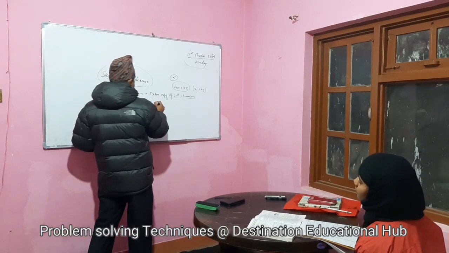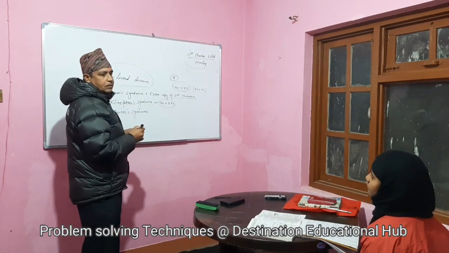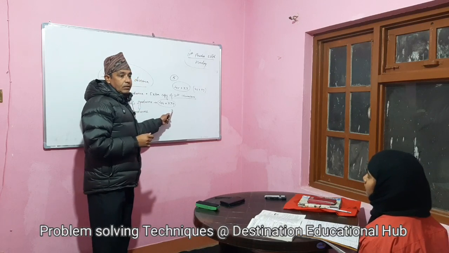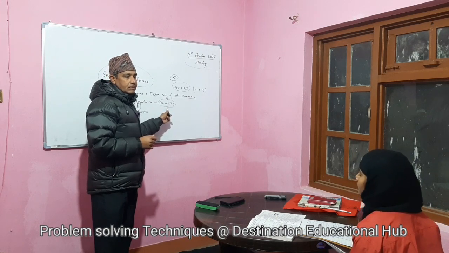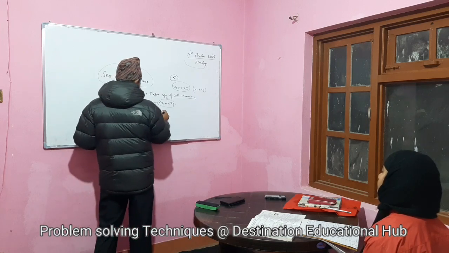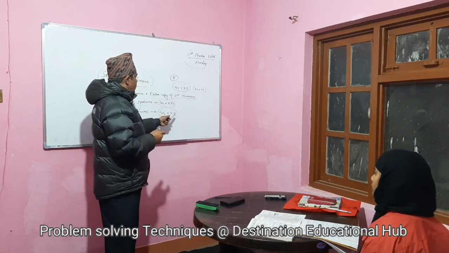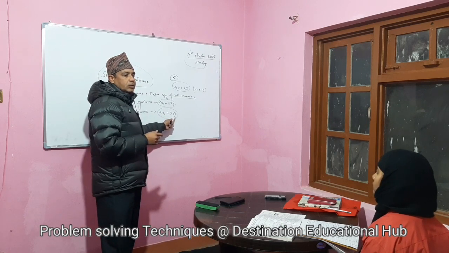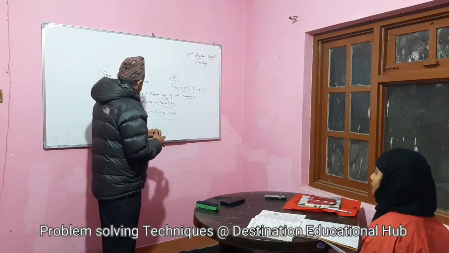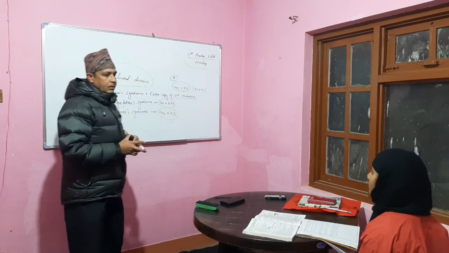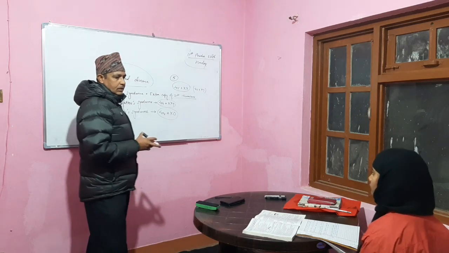Klinefelter syndrome. How is it caused? It is caused by 44 plus XXY. It is seen in male because of the Y. But the male possesses characteristics of females also. That is Klinefelter syndrome. Turner syndrome? 44 plus X0. X0 means one sex chromosome is lacking. So this person possesses characteristics of males also. So what is the sex-linked disease found in female? Turner's syndrome. Females, Turner's syndrome. Male, Klinefelter's syndrome. Okay?